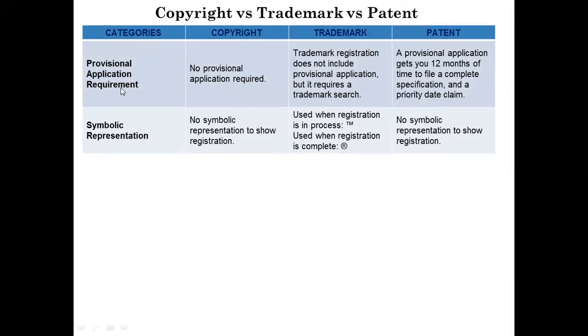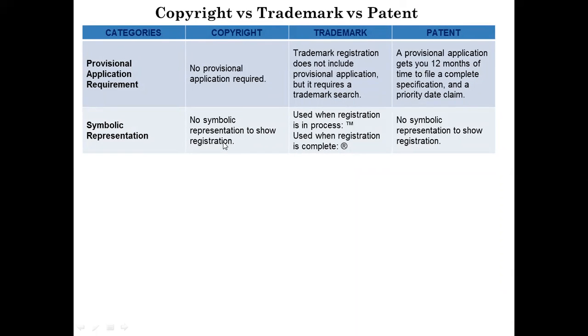Another is the provisional application requirement. In the copyright, no provisional application is required. In trademarks, trademark registration does not include provisional application, but it requires a trademark search. And in patent, a provisional application gets you 12 months of time to file a complete specification and a priority date claim.